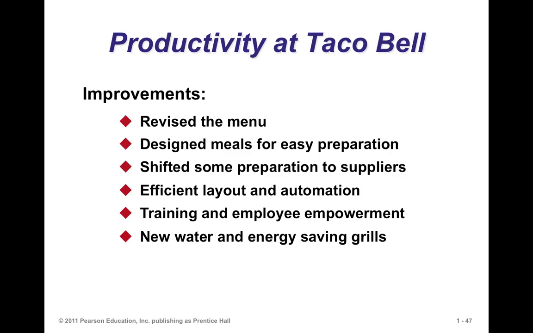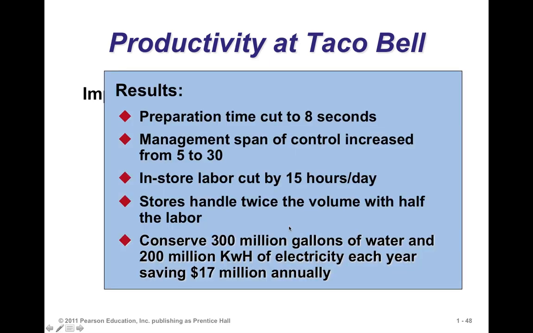Taco Bell did a number of things, revised its menu. When it revised its menu, if it made it smaller, it meant that you had greater standardization, which allowed it to be more productive. Design meals for easy preparation. Rather than doing prep on the site, they prep off-site. Make sure that you have efficient layouts so that you could move around your facility as quickly as possible, saving time. And then, of course, you train and empower your employees so that they know exactly what to do. And then, you look at some improvements or small innovations in equipment. All of that actually helps.